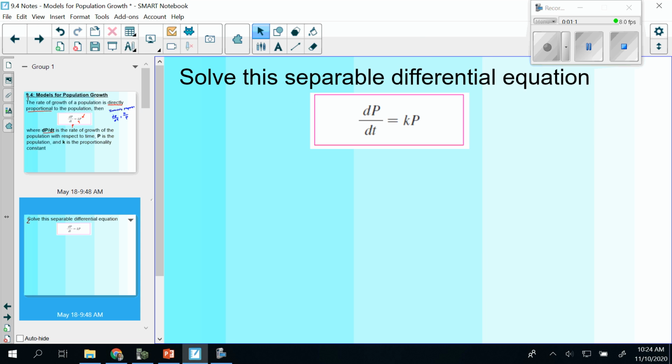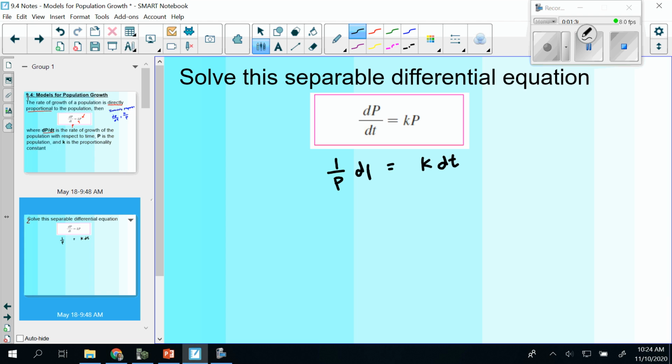So what we're going to do is solve out this differential equation. This is a separable one. So we're going to separate like you've done previously and solve this out. I'm going to move the dt to the other side. I'm going to divide by the P. And then let's integrate this to solve. On the left side, 1 over P, that's going to be an antiderivative of natural log of the population. On the right side here, k is a constant, and so the antiderivative of this is just kt plus a constant here.